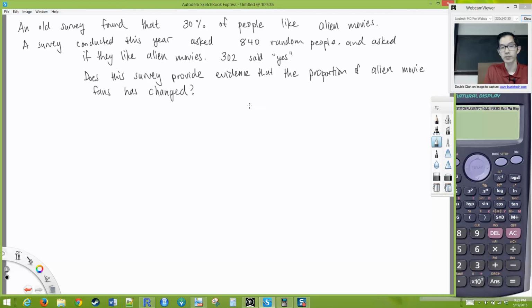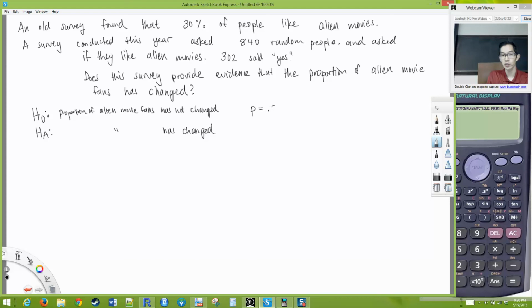All right, so the most important step: what are our hypotheses? Null and alternative. One is that it hasn't changed, and the other is that it has changed. We're talking about the proportion of alien movie fans has not changed versus that it has changed. So how would I express this with a symbol? I have p equal to 0.3 versus p not equal to 0.3.